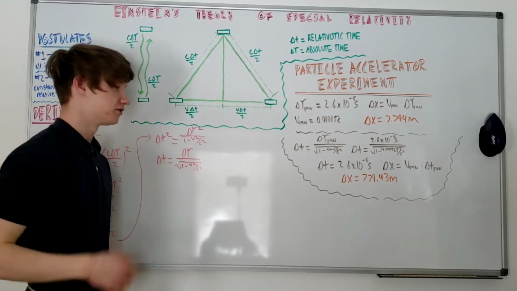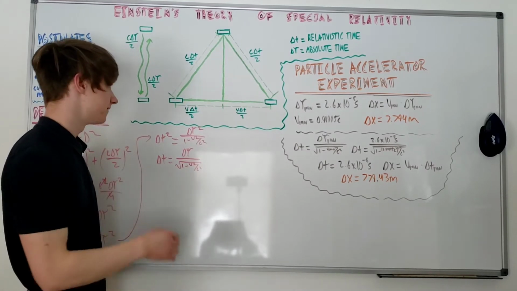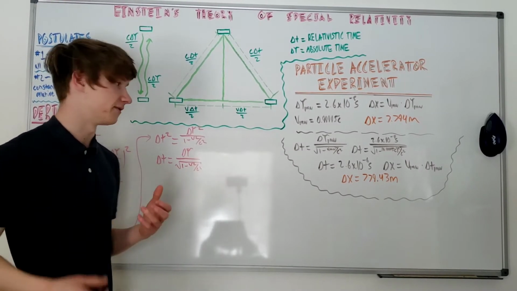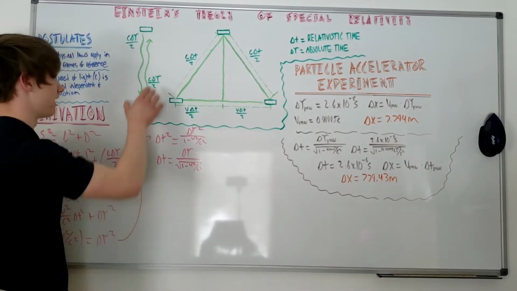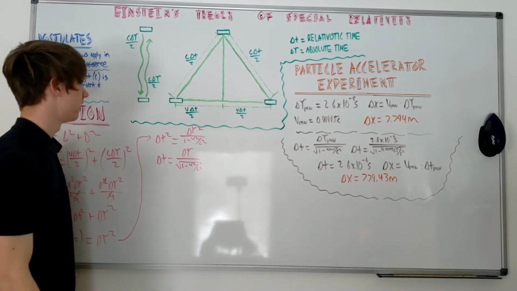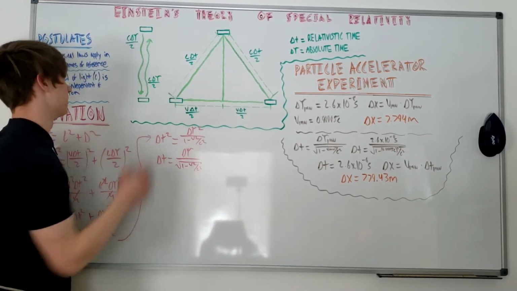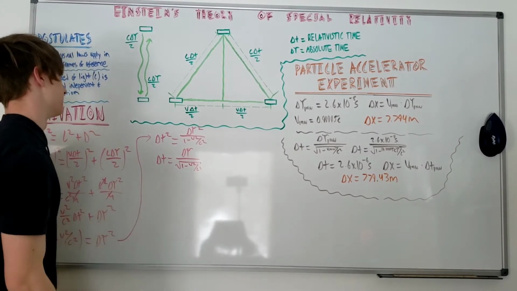Vector L can be defined as the product of velocity and relativistic time. And this vector, vector D, can be referenced through this same path, which is the product of the speed of light and absolute time.